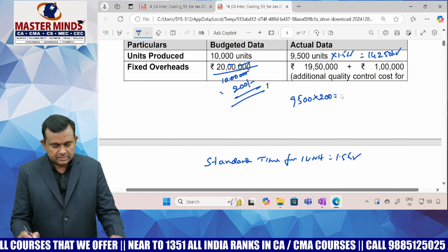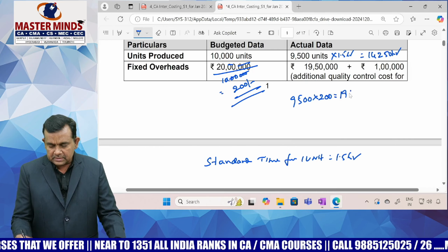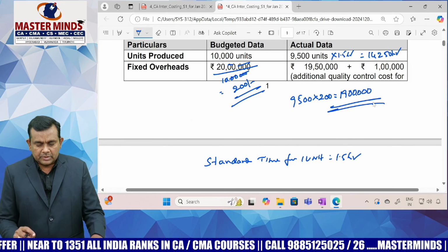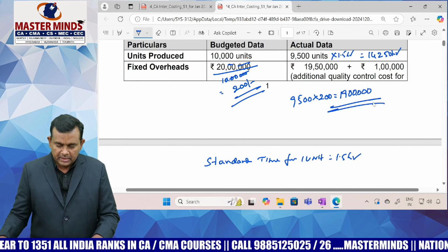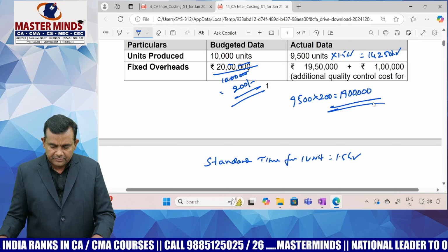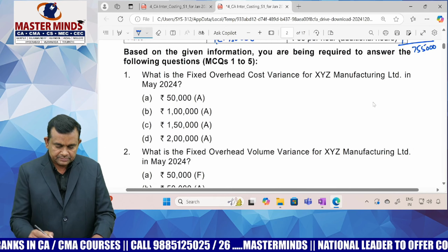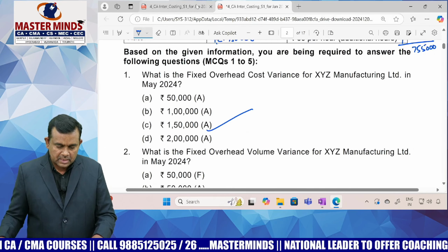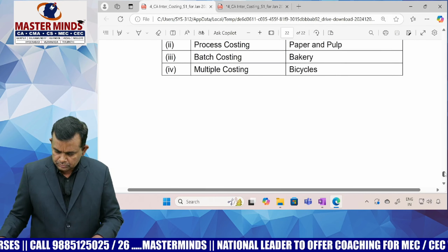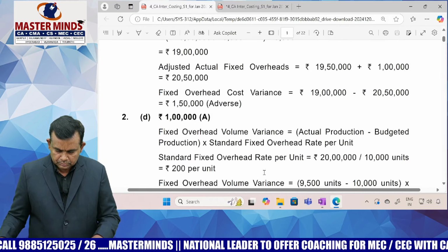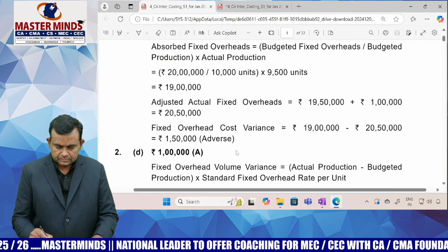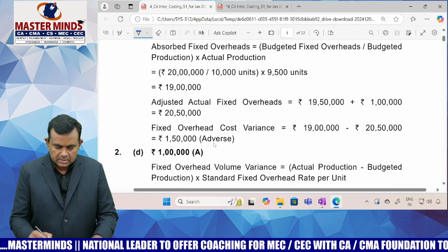9,500 units into 200, so that is 19 lakhs. This work should be completed in 19 lakhs, but actually incurred 20 lakhs 50,000. Therefore, the answer is 1 lakh 50,000, sir. See the suggested answer. Here the answer is 1 lakh 50,000.